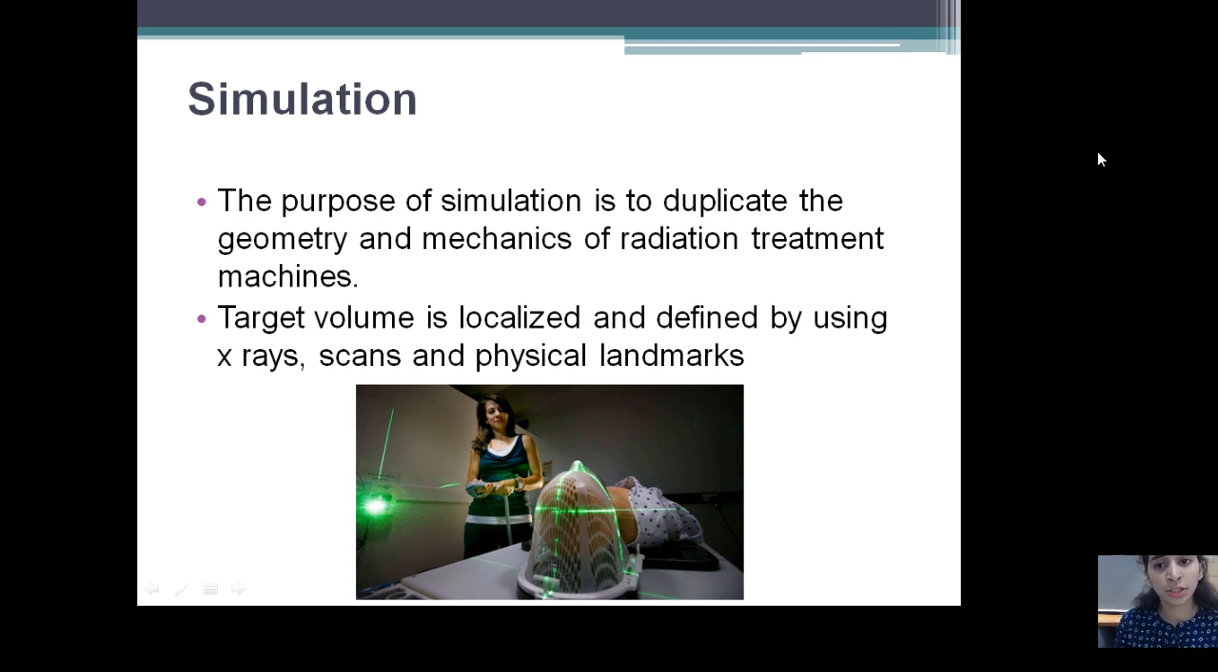So the purpose of simulation is to duplicate the geometry and mechanics of radiation treatment machines. The target volume is localized and defined by using X-rays, scans, and physical landmarks. For that we need molds and some stabilizing markings, so that we are able to stabilize the patient in the same position in which the patient was lying down at the time of simulation, so that we can duplicate it at the time of the actual procedure. And then we can mark with the markers and everything, so that it can be made possible. In this figure, as you can see, the laser marks are also taken to help with the localization.